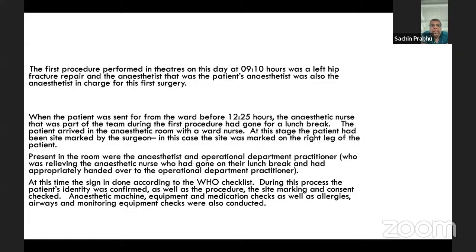So in the room, there was the anesthetist and the ODP actually, who did the normal checks, and we do the WHO check again when the patient comes to theater. So as an anesthetist, I will always check my patient again. The same thing, the name, age, MRN, fasting, consent, side, and everything looked fine actually in this case. So monitoring was attached, and off they went. Next slide, please.